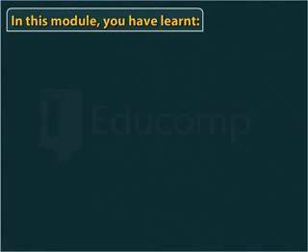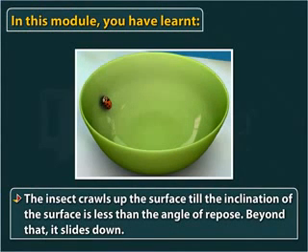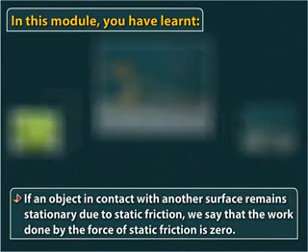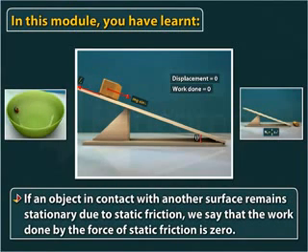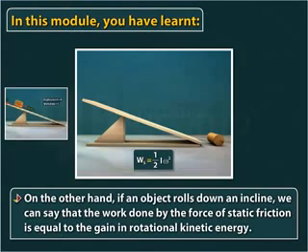In this module you have learnt that the insect crawls up the surface till the inclination of the surface is less than the angle of repose. Beyond that, it slides down. If an object in contact with another surface remains stationary due to static friction, we say that the work done by the force of static friction is zero. On the other hand, if an object rolls down an incline, we can say that the work done by the force of static friction is equal to the gain in rotational kinetic energy.